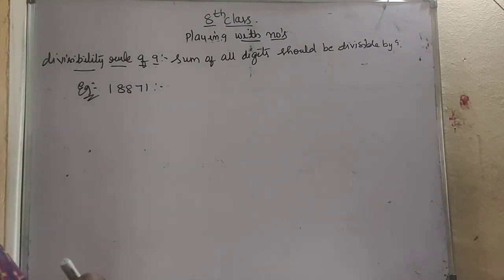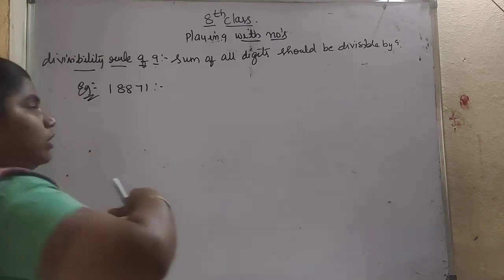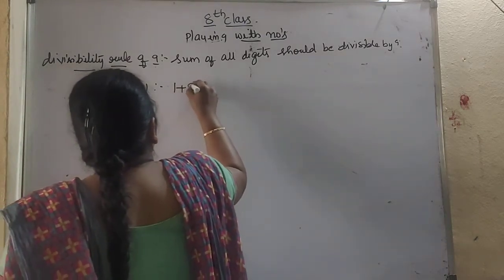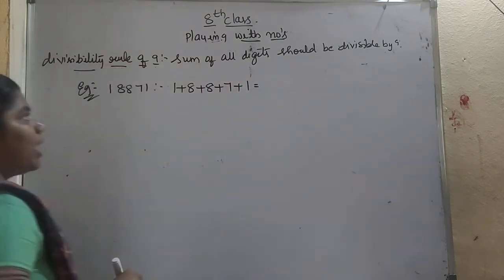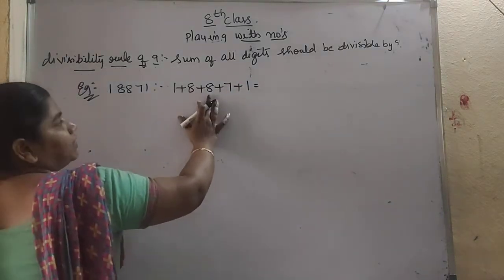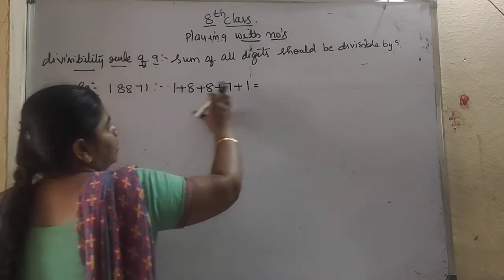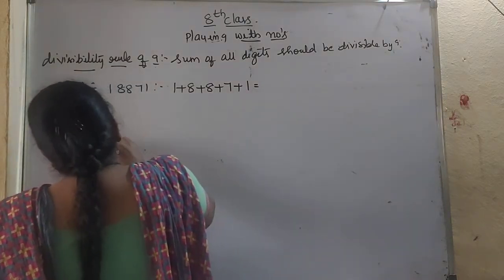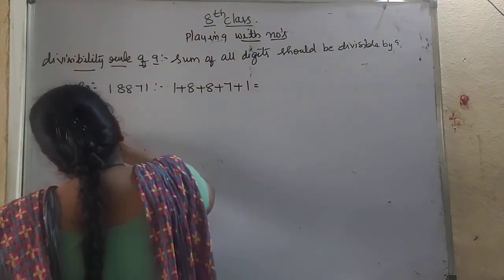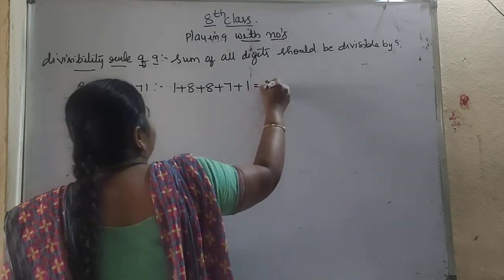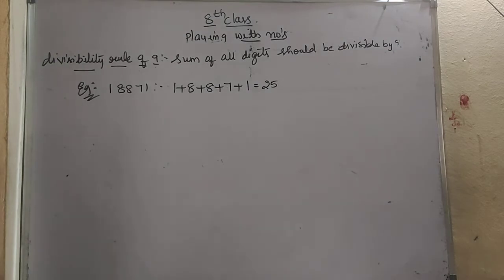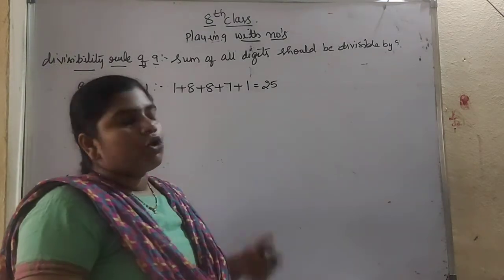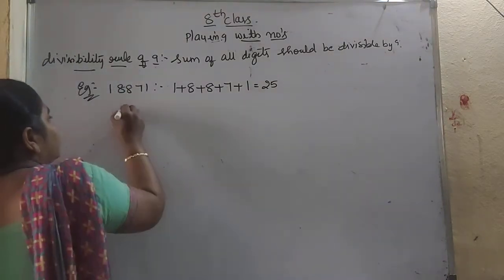What is the divisibility rule of 9? We have to add all the digits, that is 1 plus 8 plus 8 plus 7 plus 1. 8 plus 8 is 16, 17, 18. 18 plus 7 will be 25. Is this 25 divisible by 9? No. So 25 is not a multiple of 9, so it is not divisible.